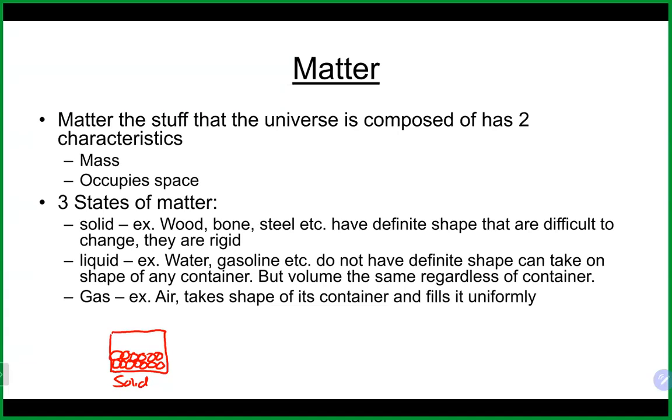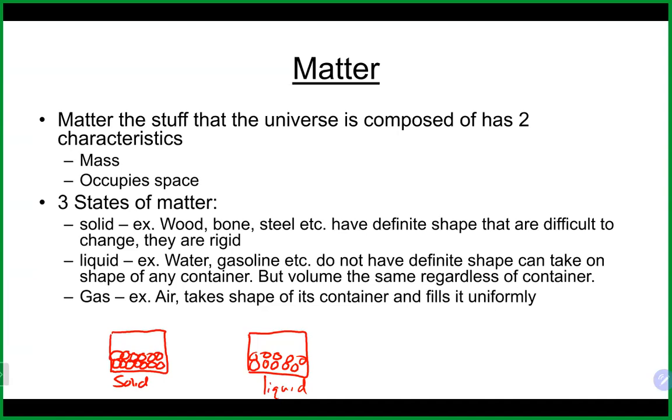And the next state is liquid. In a liquid, we still have things packed pretty tight to one another, but there is a little bit more room for movement, a little bit more energy involved. That's why liquids are fluid. Liquids do not have a definite shape, but they will take the shape of whatever container they're put in, but they do have a definite volume.